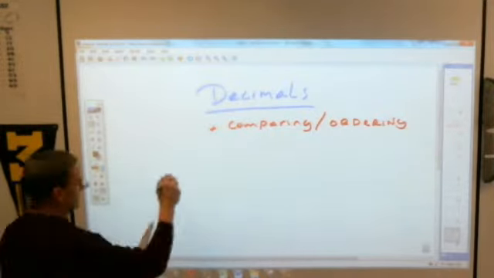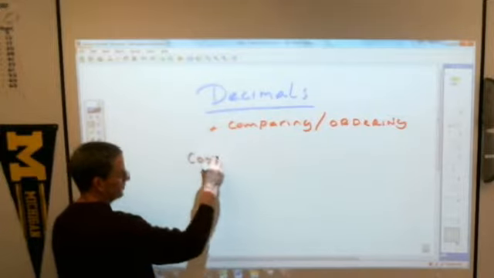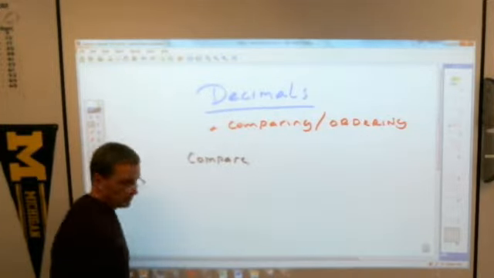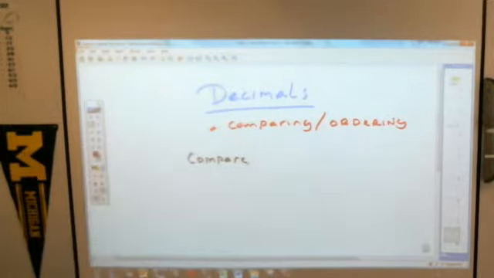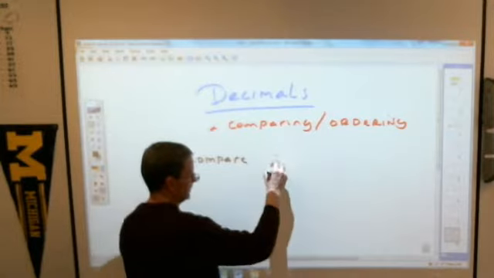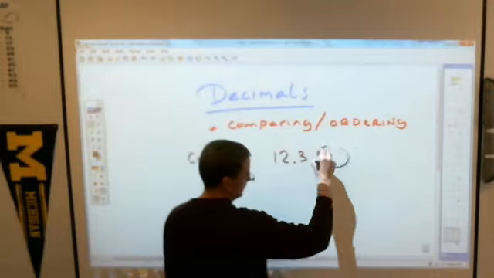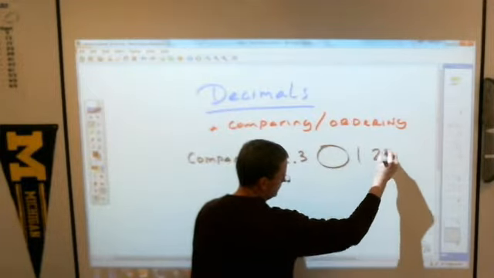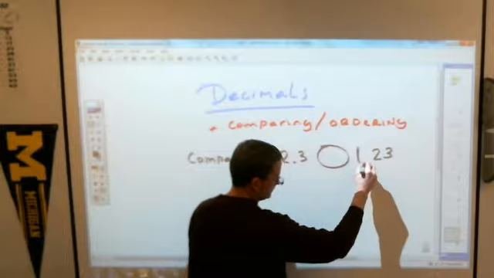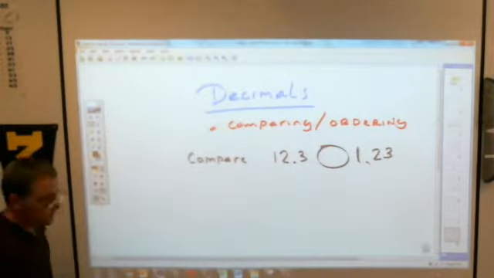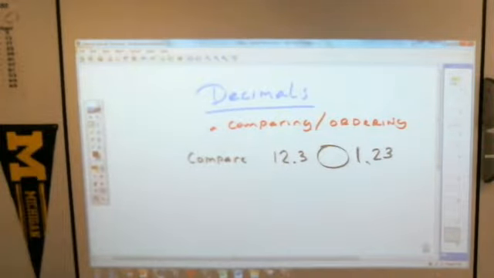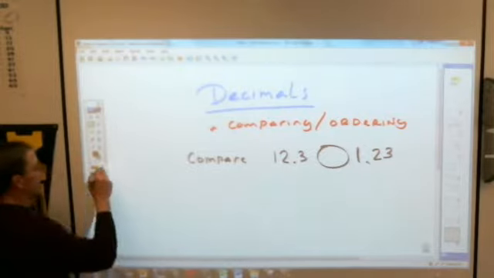For example, if I asked you to compare 12.3 to 1.23, if you step back and look at that, you go, oh, look, they both have a 1, a 2, and a 3 in that order, so they're equal. You may end up with a little bit of trouble, because these numbers are not equal.